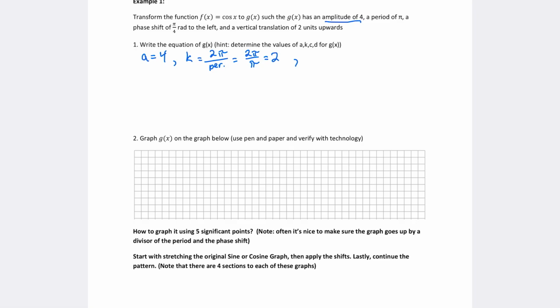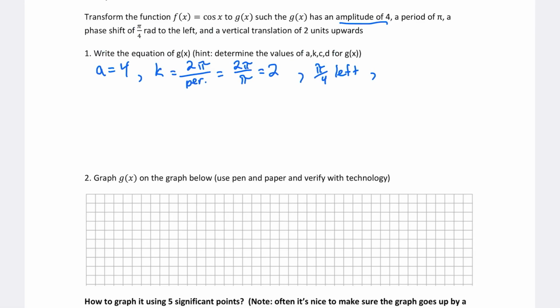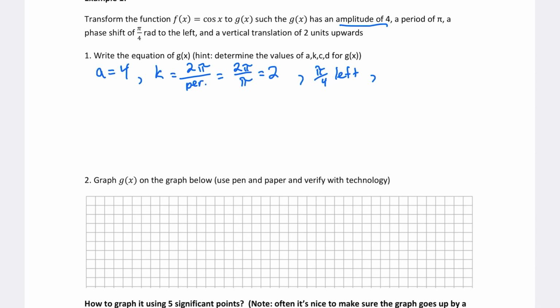So k is 2. Our next says that it has a phase shift of pi over 4 radians to the left. So we're going to go pi over 4 left. I'm just going to write it that way. And then it says a vertical translation of 2 units upwards. So that means our c value is going to be 2. So we've got c equals 2. And again, this d value right here, we'll talk about that in a moment. Okay. So if we were to write the equation, it said we're working with a cos graph. Okay, so we're going to write f of x equals a, which is 4, cos.